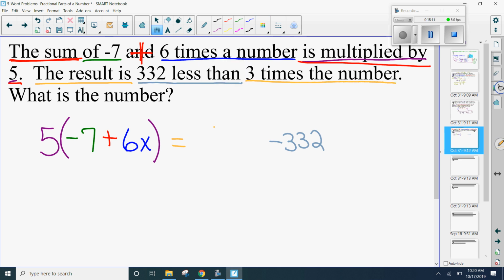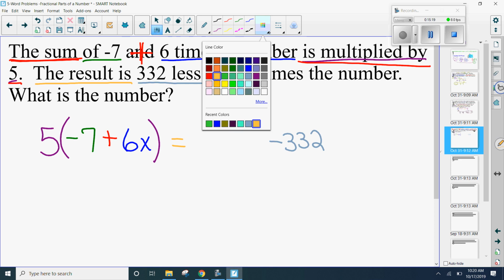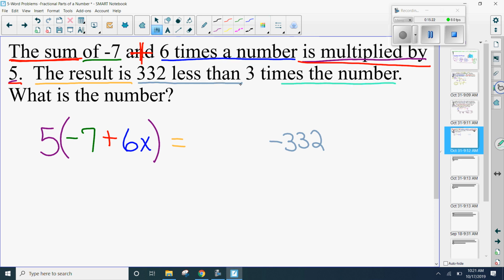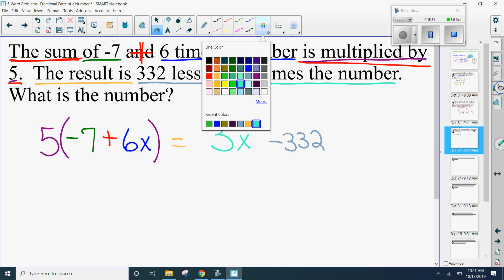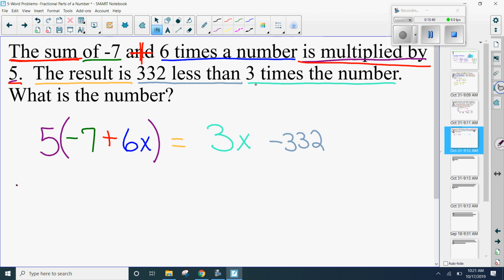3 times the number. Oh, I did orange again. Sorry, I want to try to keep these as separate colors so you can see where everything comes from. Can you see that teal? 3 times the number. All right, what do we need to do? You've got to use the distributive property: negative 35 plus 30x equals 3x minus 332.